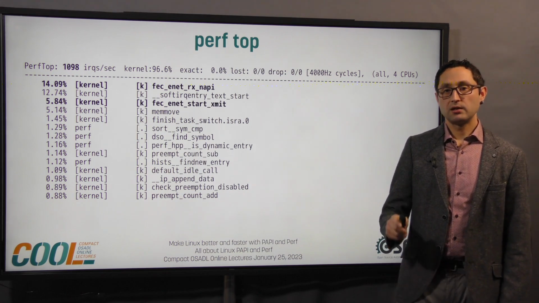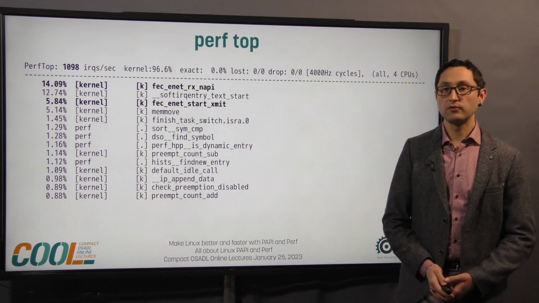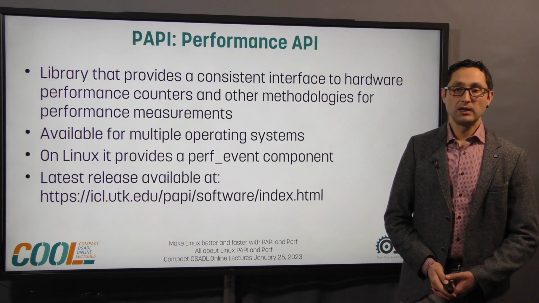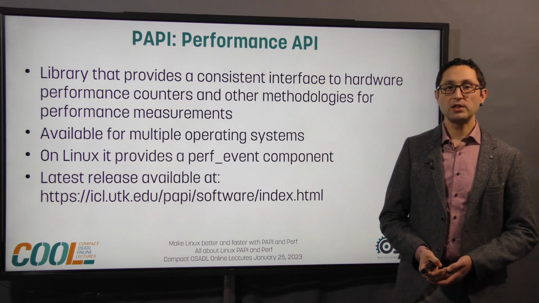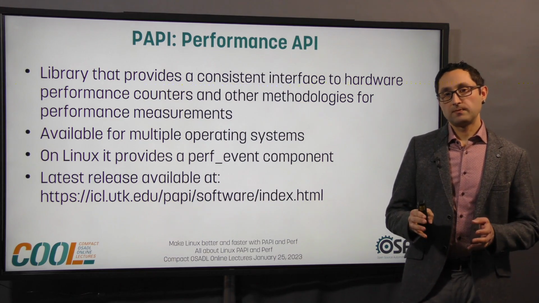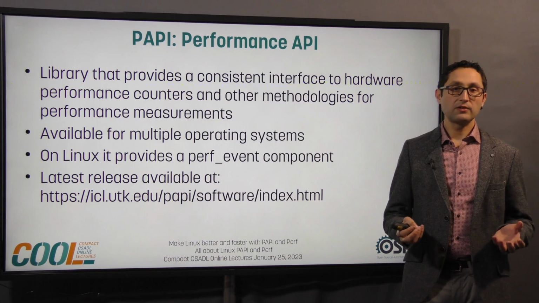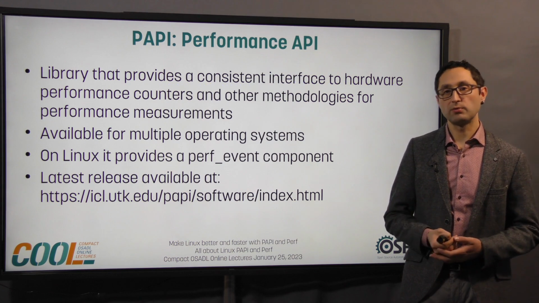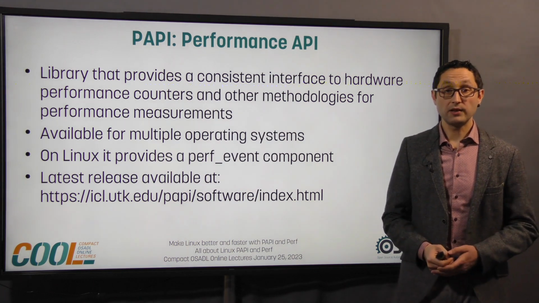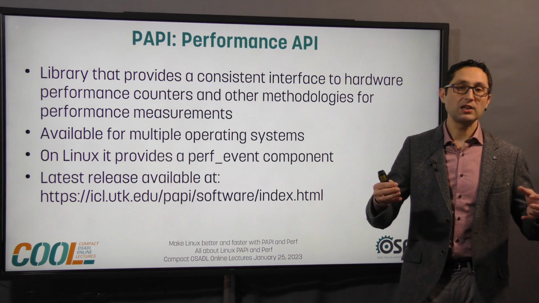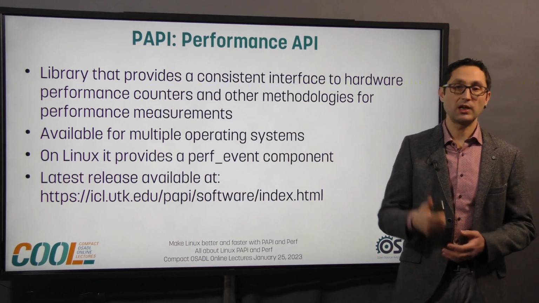Well, apart from perf, there are also other useful utilities when it comes to performance monitoring of a system. And one pretty common additional tool that you could use is PAPI, the so-called Performance API. So PAPI is basically a library that provides a consistent interface to hardware performance counters. I mean, this is pretty much the same as we do with perf. But in addition, it also provides access to other methodologies for performance measurements. So you could combine even more data with one single library.